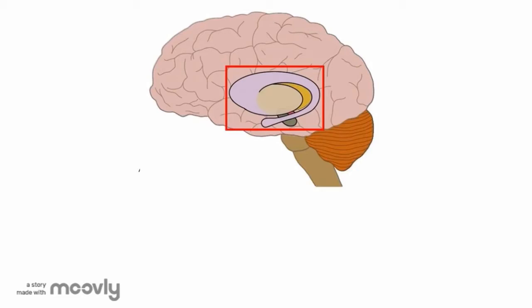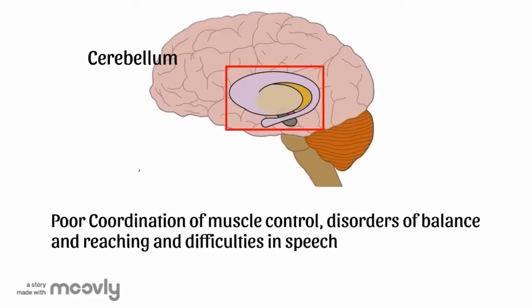Another brain region that is crucial for coordinating and adjusting skilled movement is the cerebellum. A disturbance of cerebellar functions leads to poor coordination of muscle control, disorders of balance and reaching, and even difficulties in speech.